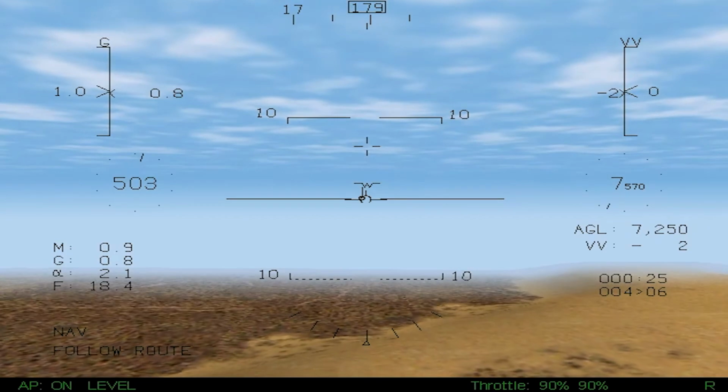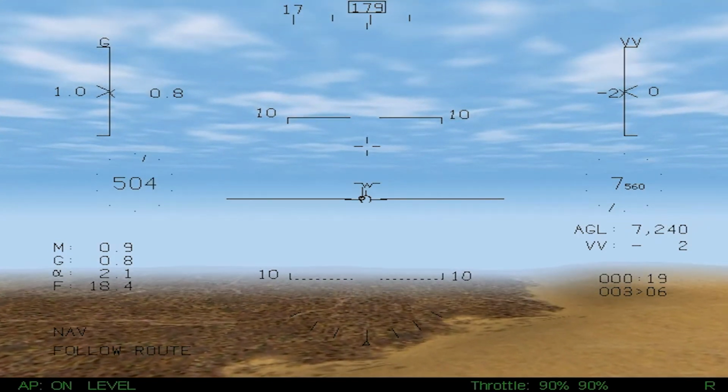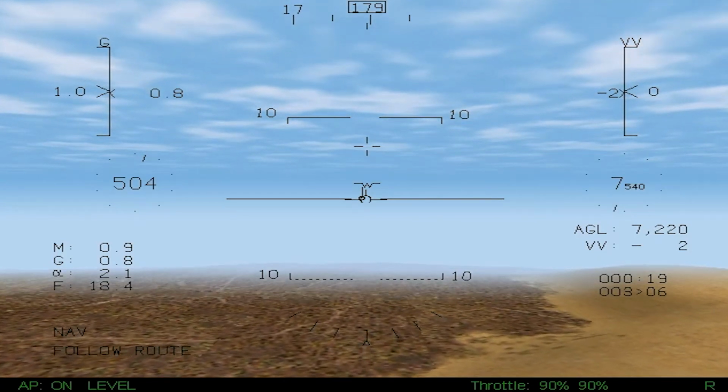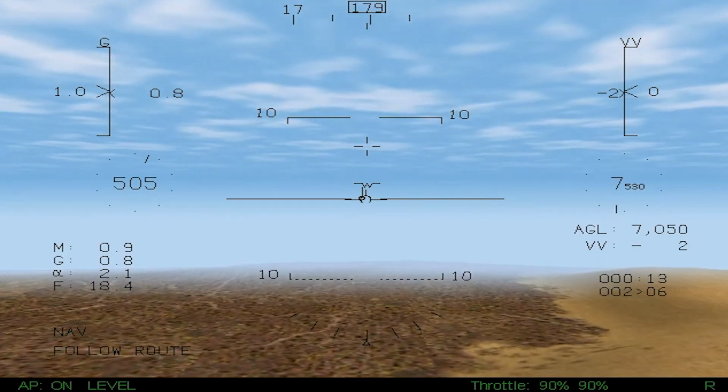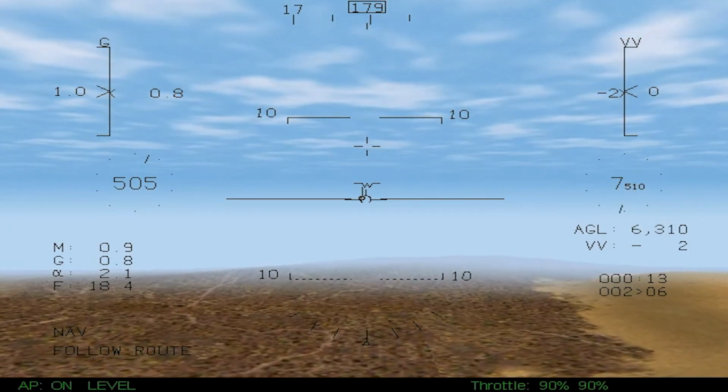Okay, look at the red letters down at the lower right corner of your HUD. If you see a G, that means your landing gear is down. If you see an F, that means your flaps are down. The B means your air brakes are deployed, and R means your radar is on. The numbers show the percentage output of your engines.